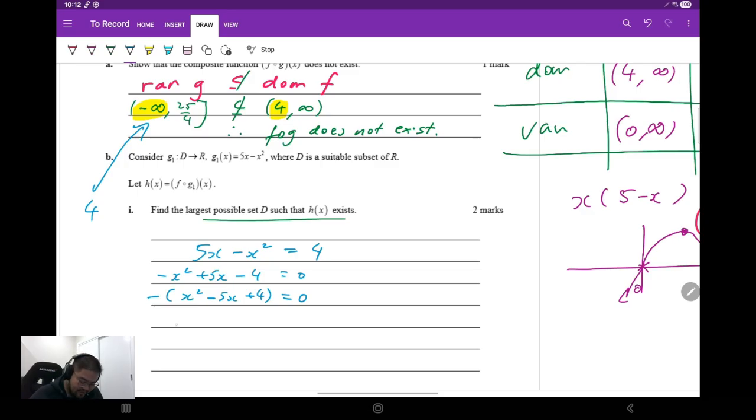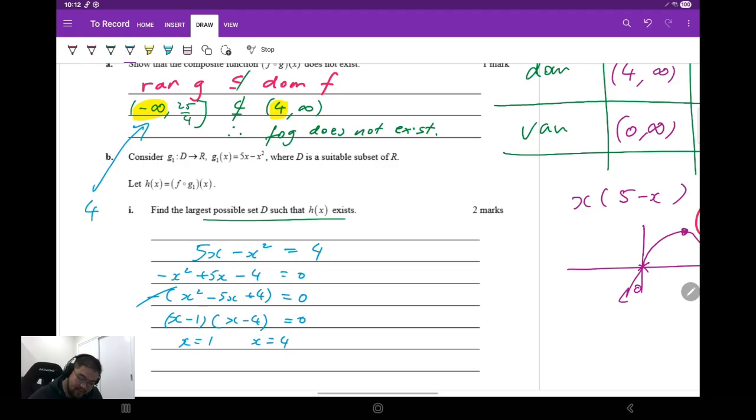Let's take that negative over to the other side since we're solving. This becomes (x - 1)(x - 4) = 0. So therefore our solutions are x = 1 and x = 4. But what does that actually mean? Is it going to be above or is it going to be below?